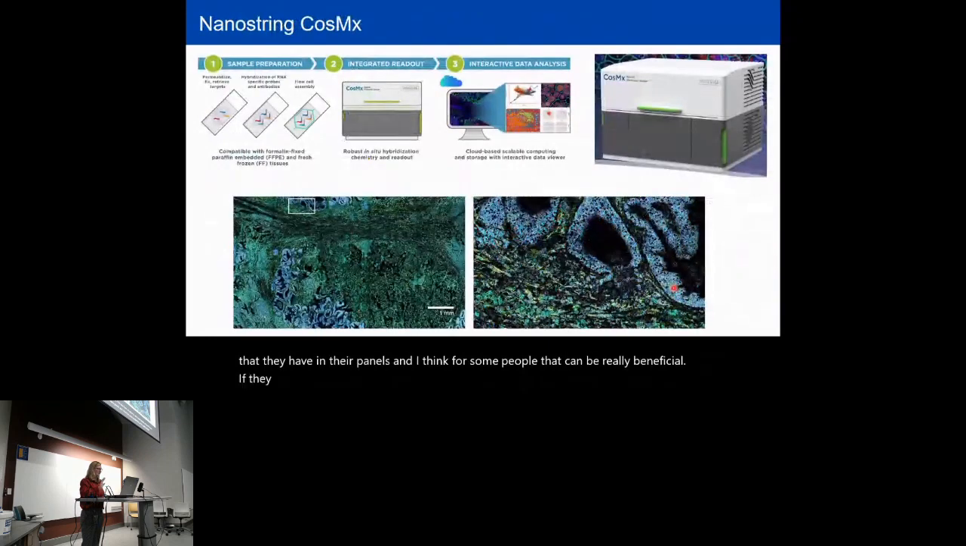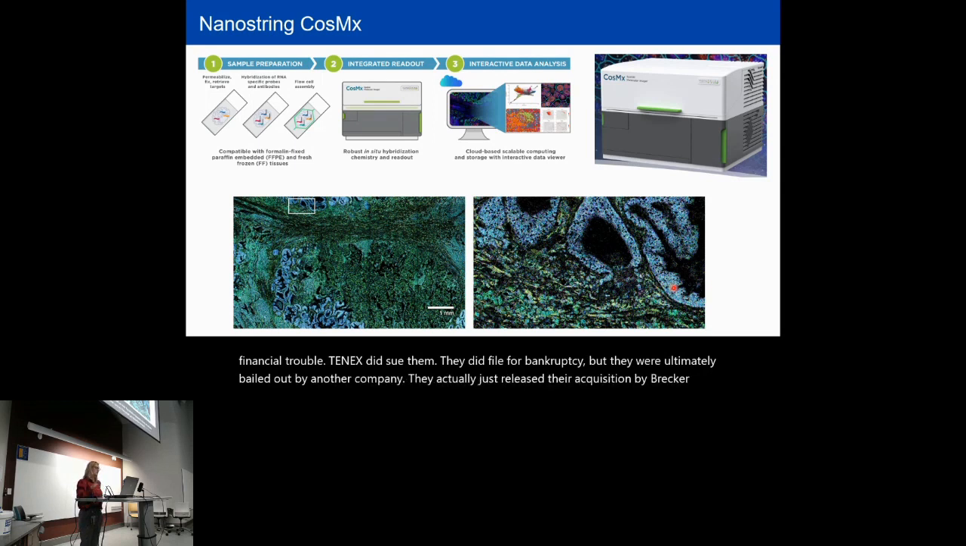Yufei went through all of this, so I'm really not going to go through it. NanoString is the other major competitor to Xenium. They use a branched chain hybridization assay instead of a rolling circle amplification assay in terms of actually detecting the probes. They did come into some financial trouble. 10x did sue them. They did file for bankruptcy, but they were ultimately bailed out by another company. They actually just released their acquisition by Bruker Industries in Massachusetts.